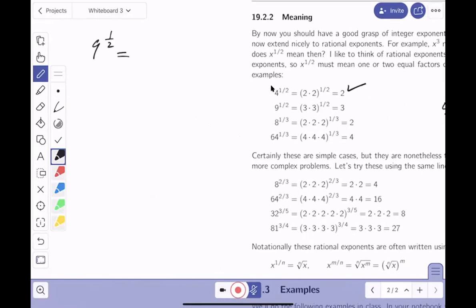What's the meaning over there? They want one of the two equal factors of 9. Well, what are the equal factors of 9? 3 times 3. Why is that? 3 times 3 is 9. What's one of those two equal factors? The number 3.